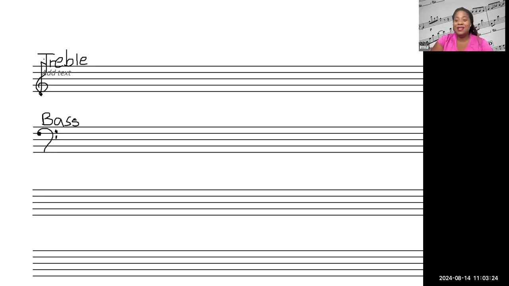Okay, so in this lesson, we're going to work on identifying our notes on the staff. We're going to start first with treble clef, okay? So do any of you guys remember how to find the first note that we discussed?